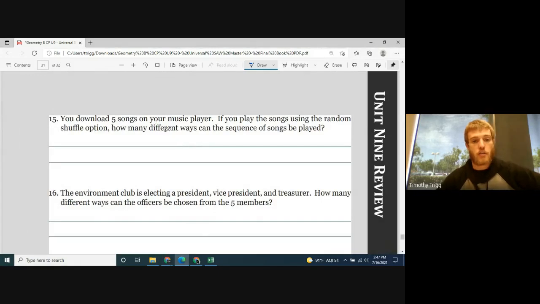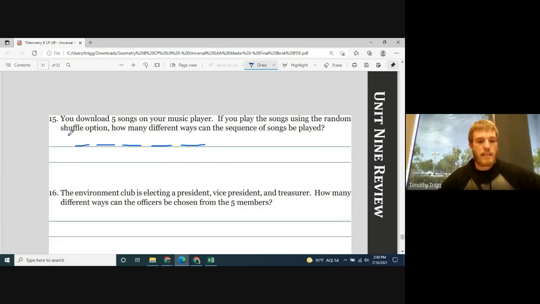You download 5 songs on your music player. If you play the songs using a random shuffle option, how many different ways can the sequence of songs be played? So the answer to this is basically, if you think about it, there's 5 places to fill. One of the songs can get played first, then the next song gets played second, then there'll be a third song, and I'm assuming there's no repeats. It doesn't say that, but it's basically asking how many different sequences of songs.